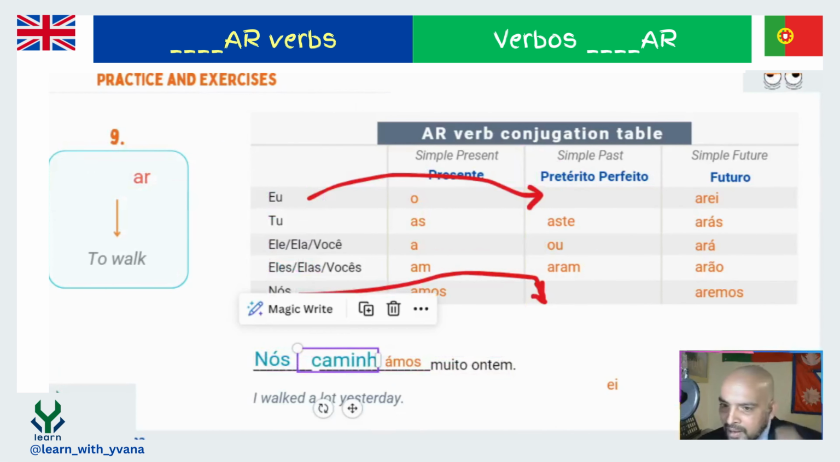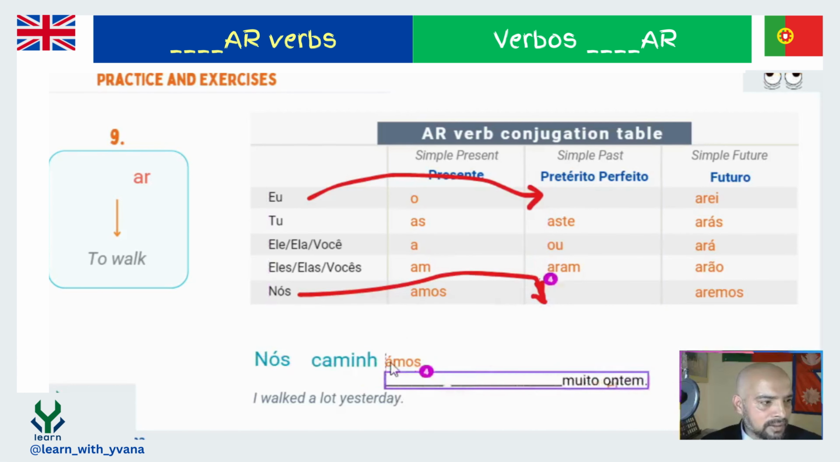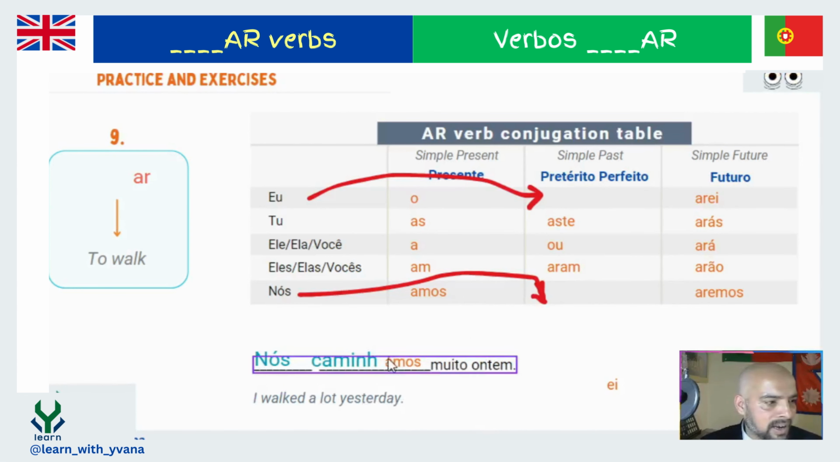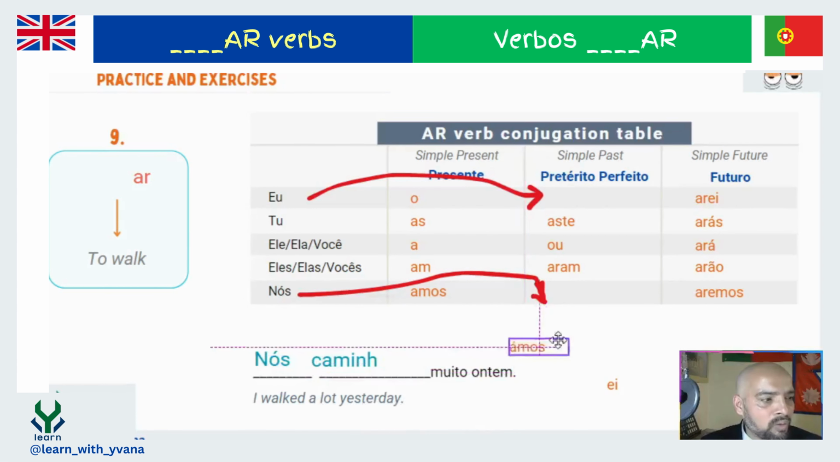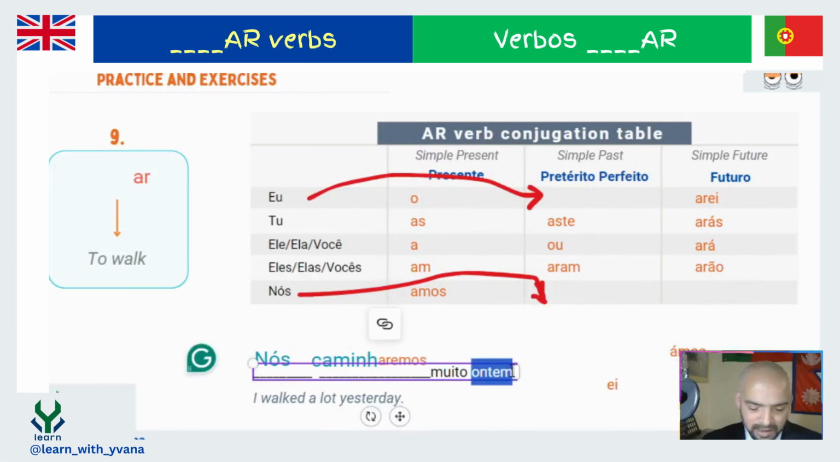Okay? Is this right? Nós caminharemos muito ontem. Yes, it's good. But I think you forgot to give the space. That is just the problem, right? If you remove this and say caminhamos, okay, not caminharemos. If you say caminharemos, then it means we will walk tomorrow, right? Nós caminharemos muito amanhã means we will walk a lot tomorrow.